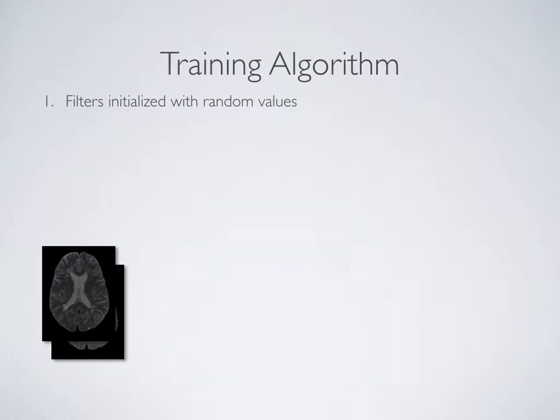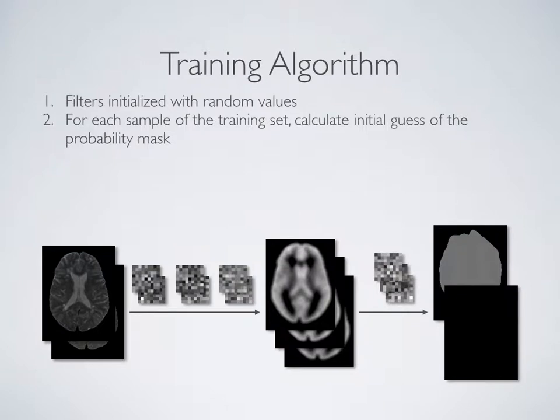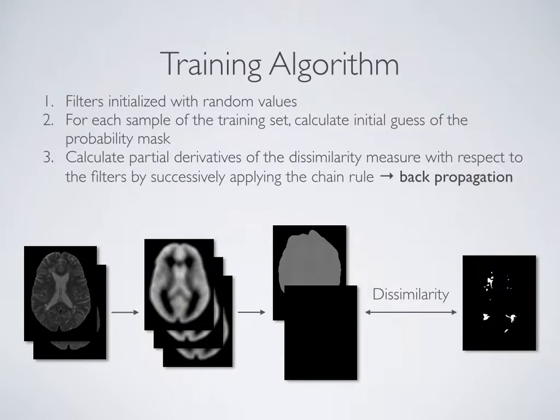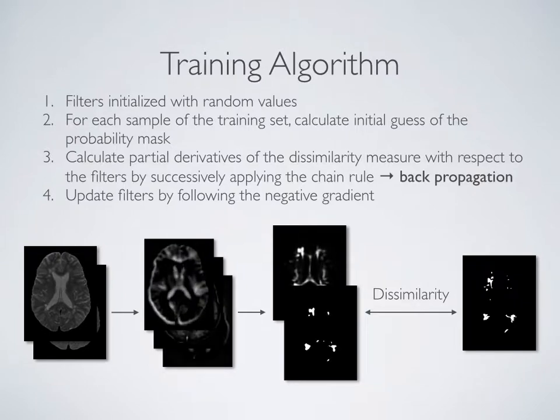At the beginning, all filters are initialized with random values, and an initial guess of the probability mask is calculated for each training sample, followed by the calculation of partial derivatives of the dissimilarity measure with respect to the filter kernels. The partial derivatives of the first layer can be calculated by applying the chain rule, which is also called backpropagation in the context of neural networks. Each filter is then updated by following the negative gradient, and the procedure is repeated until convergence.